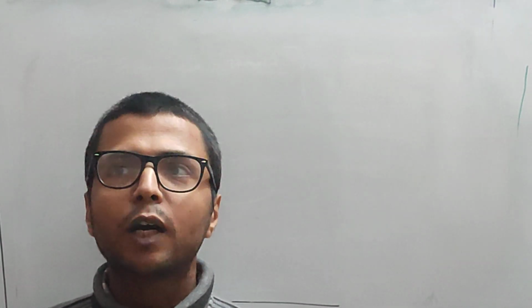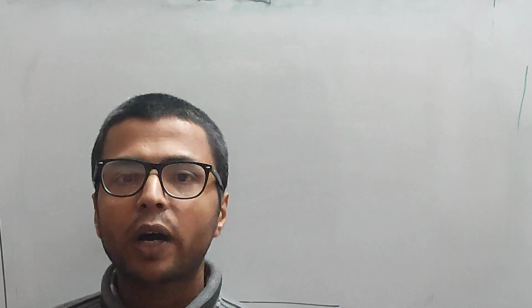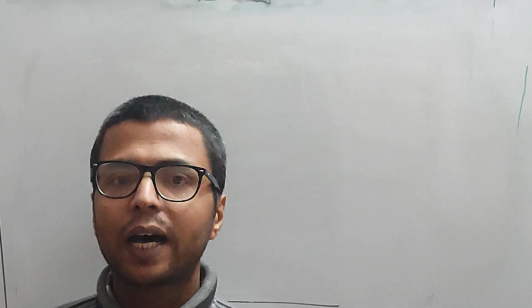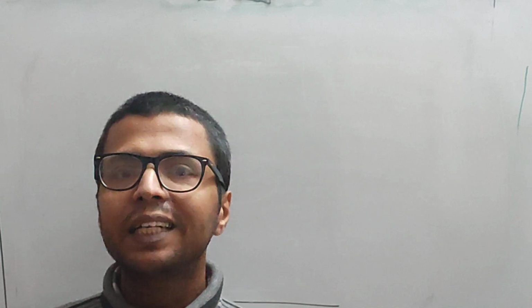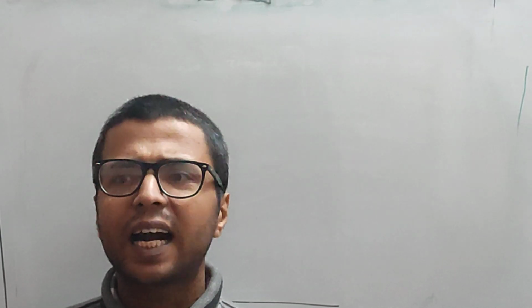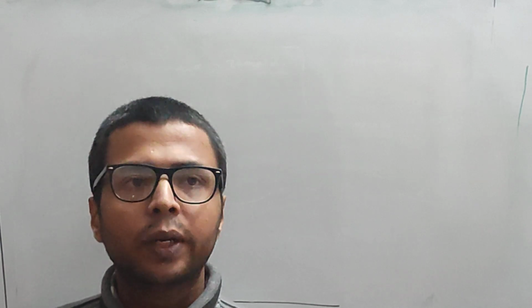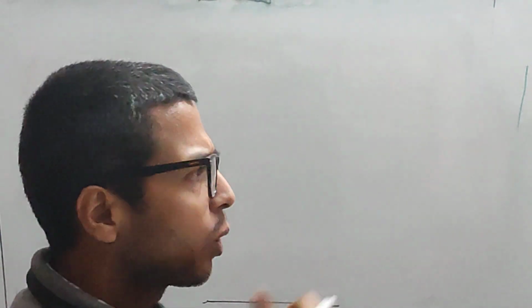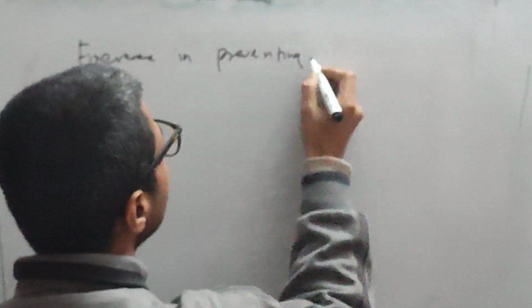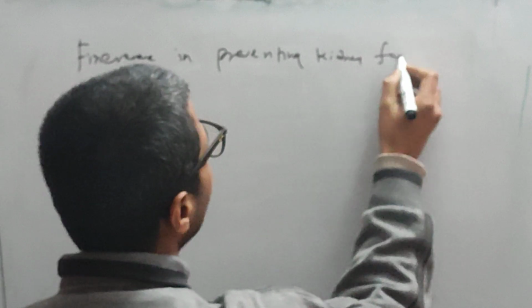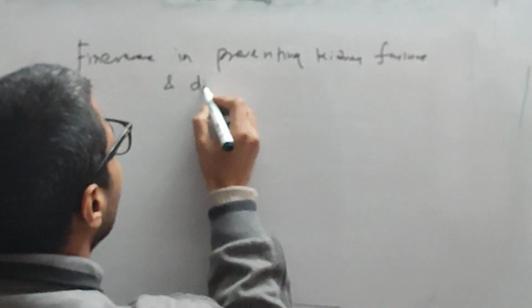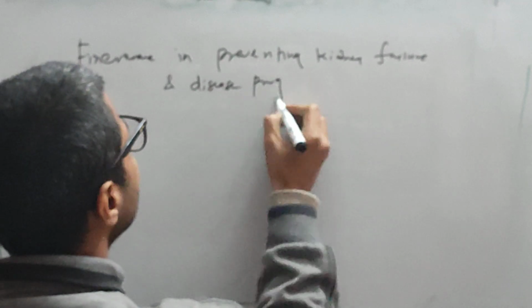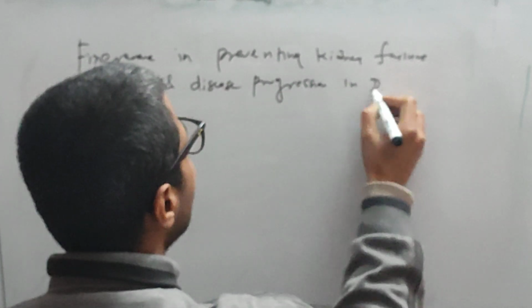Now let's talk about two randomized controlled trials from which this conclusion was drawn. The first RCT was about preventing kidney failure, and the second randomized controlled trial is regarding preventing heart failure hospitalization. First, let's talk about the first RCT regarding kidney failure progression. The name of the trial is Finerenone in preventing kidney failure and disease progression in diabetic kidney disease.